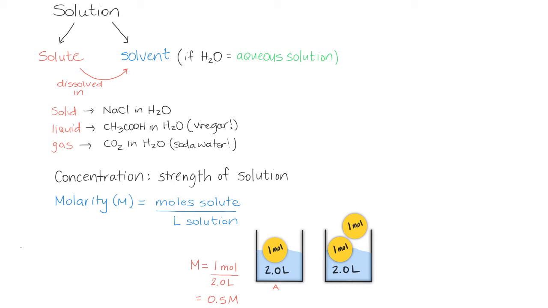Therefore, the concentration of solution A is 0.5 molar. Solution B is made by dissolving 2 moles in 2 liters. To find the concentration of this solution, we use the definition of molarity again and divide 2 moles by 2 liters. Therefore, solution B has a concentration of 1 molar. So, solution B is stronger than solution A because the concentration of B is 1 molar, while the concentration of A is 0.5 molar.